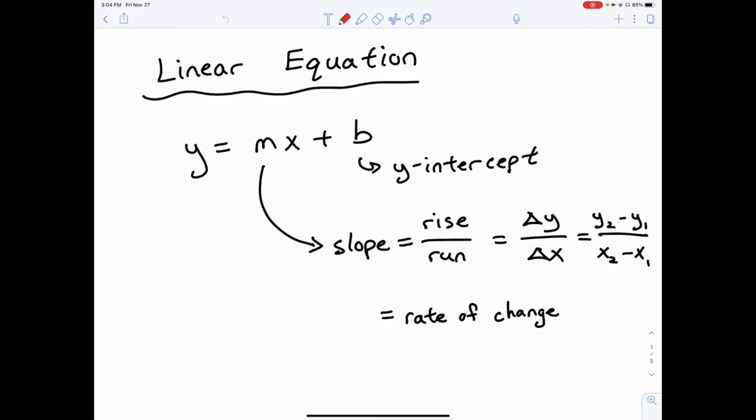Now slope has a lot of equivalencies. The most common one is rise over run, also known as delta y over delta x, or change in y over change in x. So to do that, we take (y2 - y1) over (x2 - x1) if you're given two sets of coordinates. And lastly, slope is also known as rate of change. So do make sure that those are the same thing.